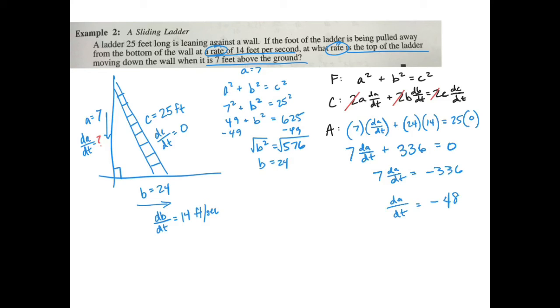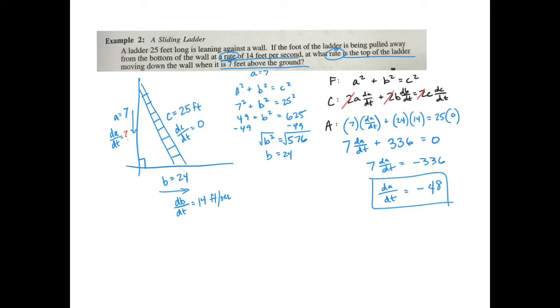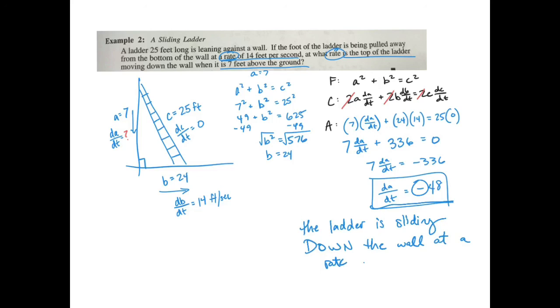So let's think about what that means in the context of our situation. dA dt represents the rate of change at which the ladder is going down the wall. So the fact that it's negative tells me, hey, it's going down the wall. So I could say dA dt equals negative 48, or in words, I could say the ladder is sliding down the wall at a rate of 48, and A was measured in feet, and T was measured in seconds, so 48 feet per second.